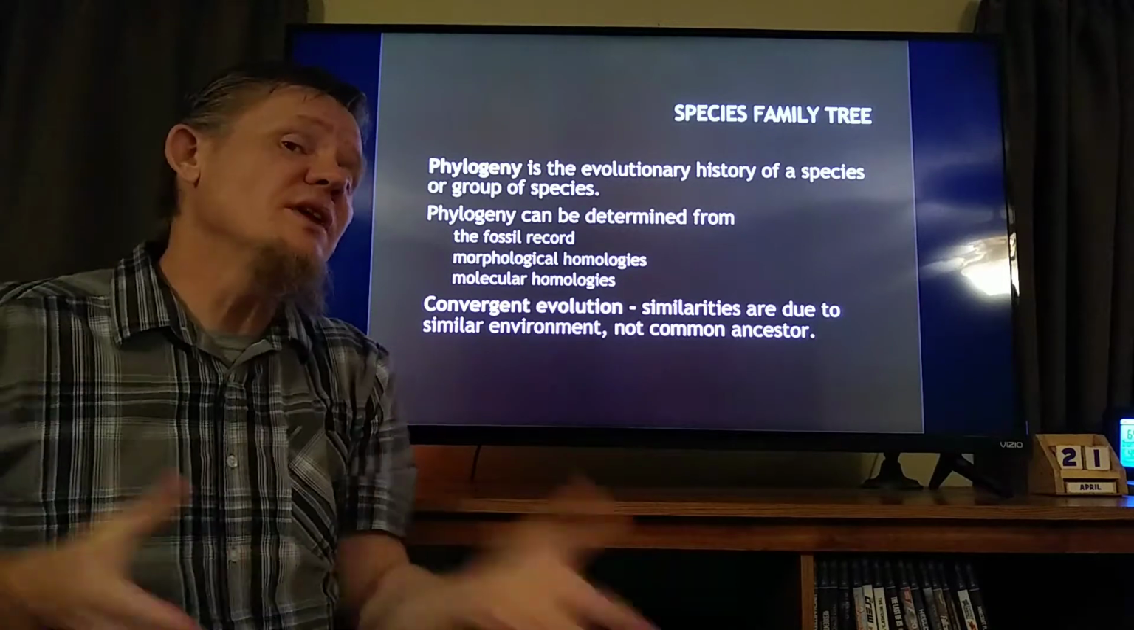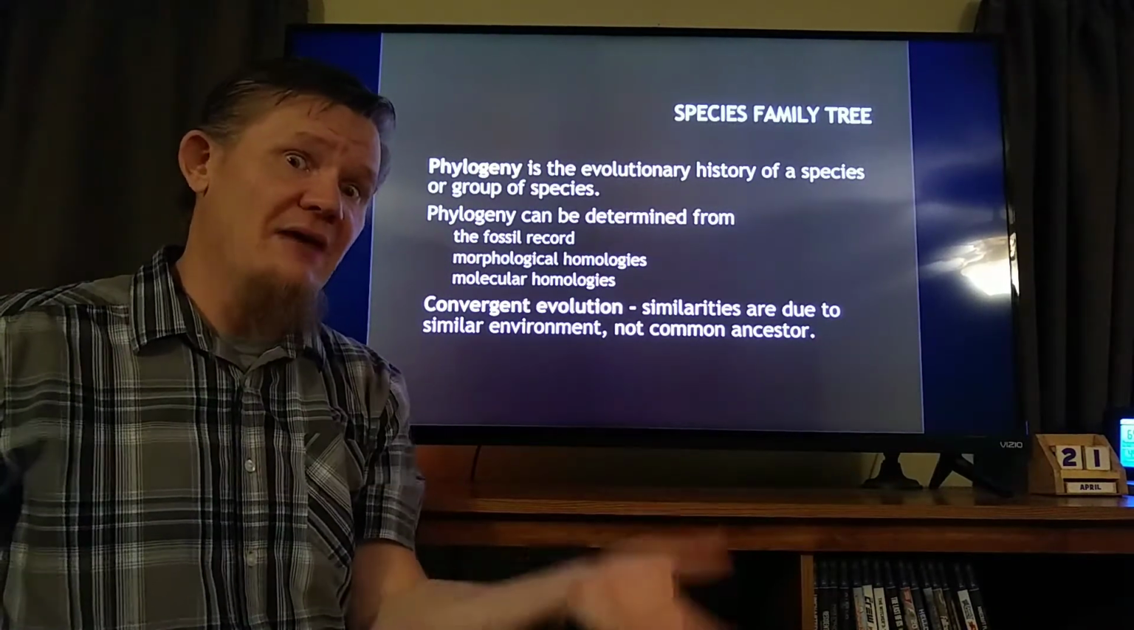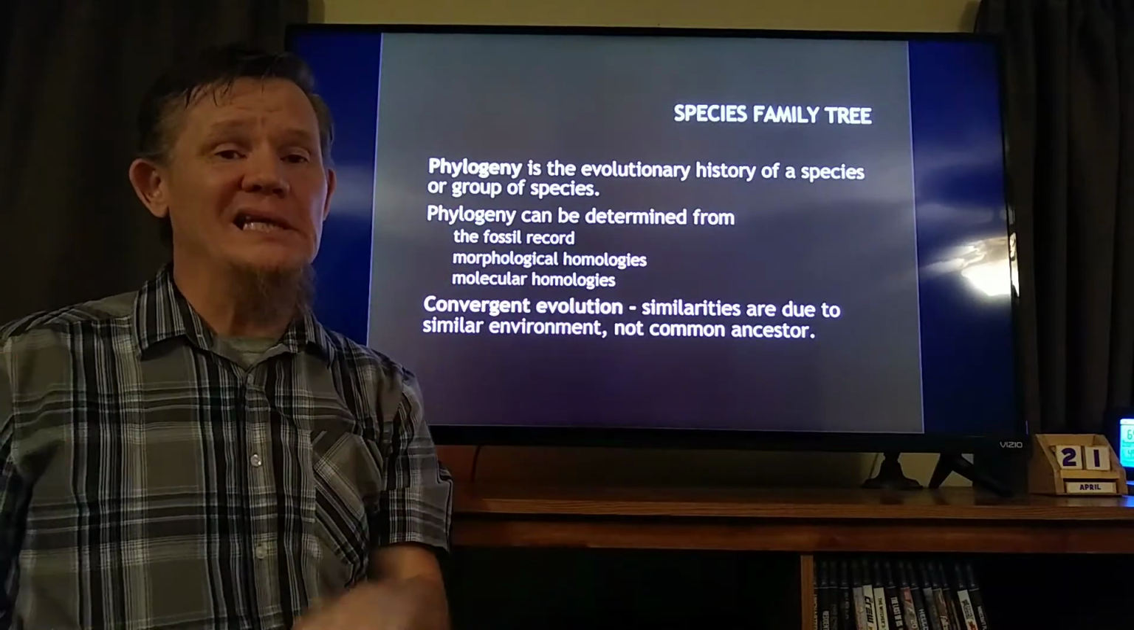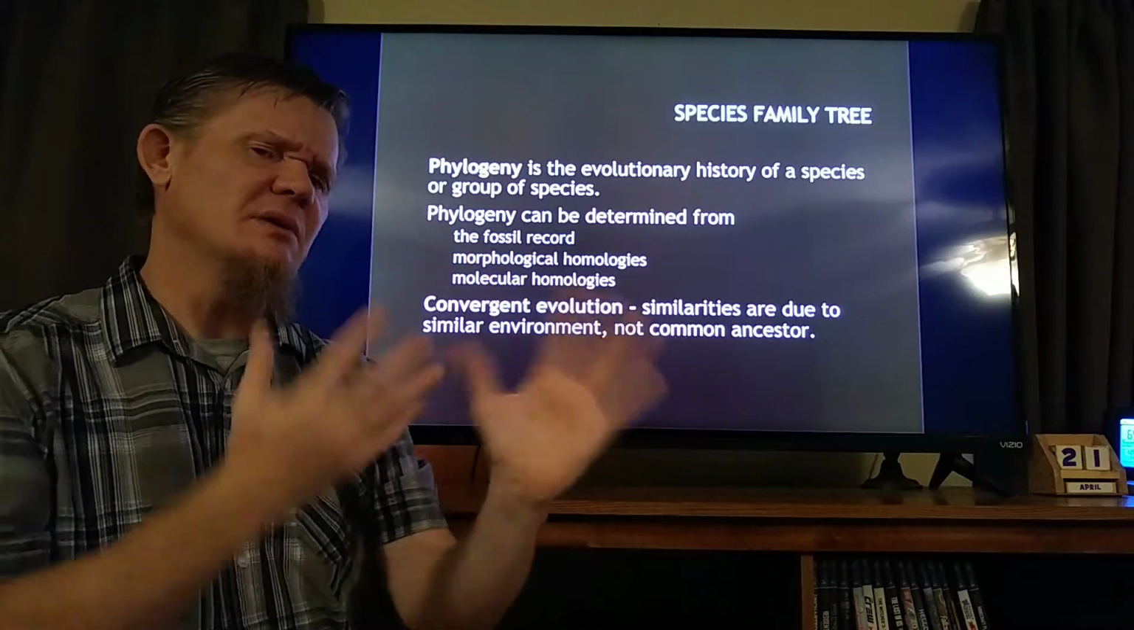They have a similar feature. Does it mean they're related to each other? No, it does not necessarily mean they're related to each other. They have that feature because it's necessary for where they live. Convergent evolution. Just because they have the same feature doesn't necessarily mean they're related to each other.